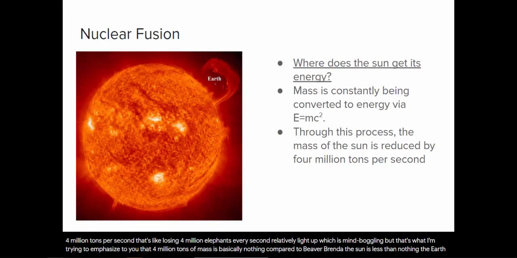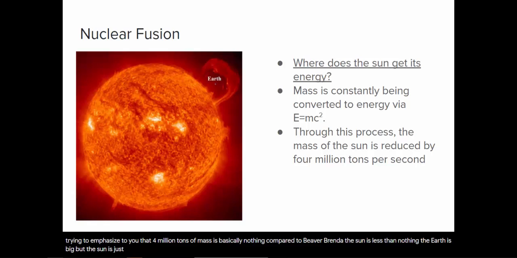The Earth is big, but the sun is just stupid big. Okay? It's just so big that it's hard to think about. So I want you guys to understand that if you do these calculations, you get these ridiculous numbers, which aren't ridiculous compared to what's going on. But yes, the sun is getting lighter.